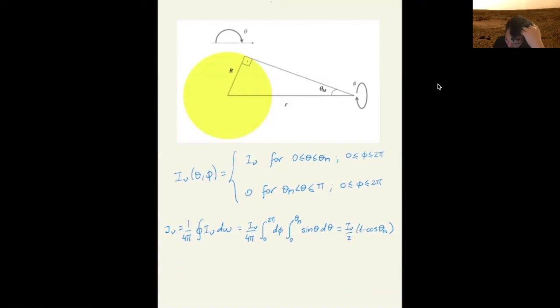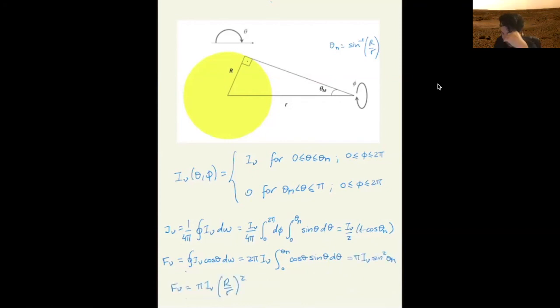As for the flux, it is the integral of the intensity times cosine theta over solid angle. Again, apply the limits. Now this integral gives you sine squared theta m over 2. So substitute in the definition of theta m, and you recover the 1 over r squared dependency on the distance.